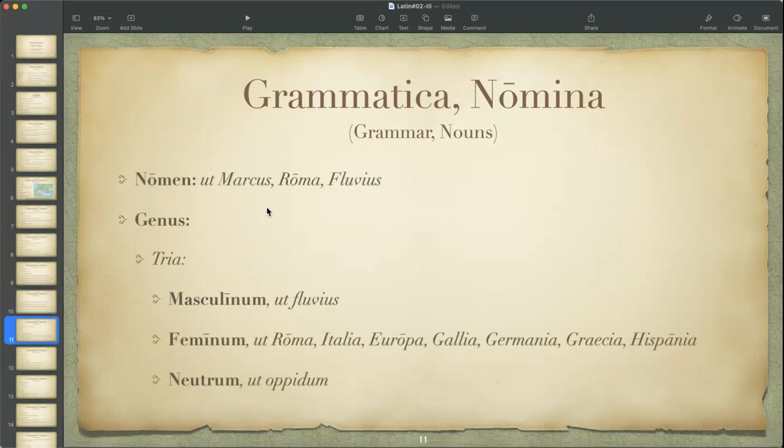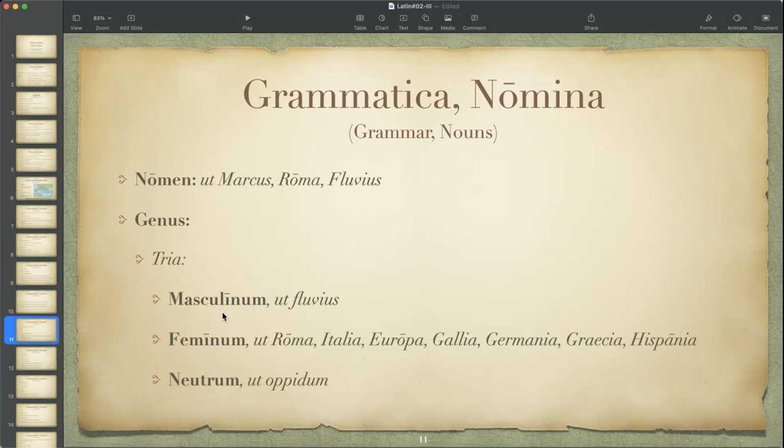Okay, nomen, nomina. Nomen, as in name, noun. Ut, for now, translate that as in. Ut, you will find, is a very slippery word in going between Latin and English. But for the moment, just use it as in. Marcus, Roma, and fluvius. Okay? Genus. There are three genera: masculinum, feminum, and neutrum, okay?